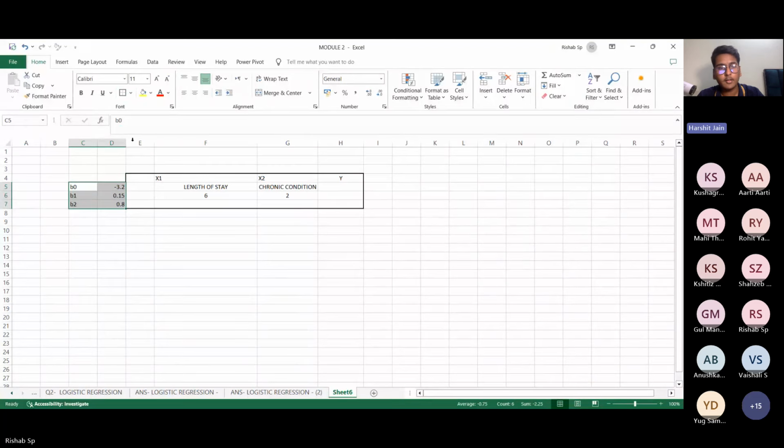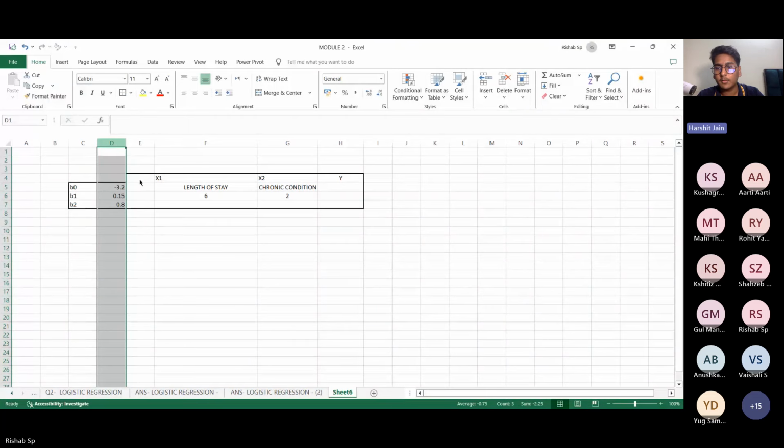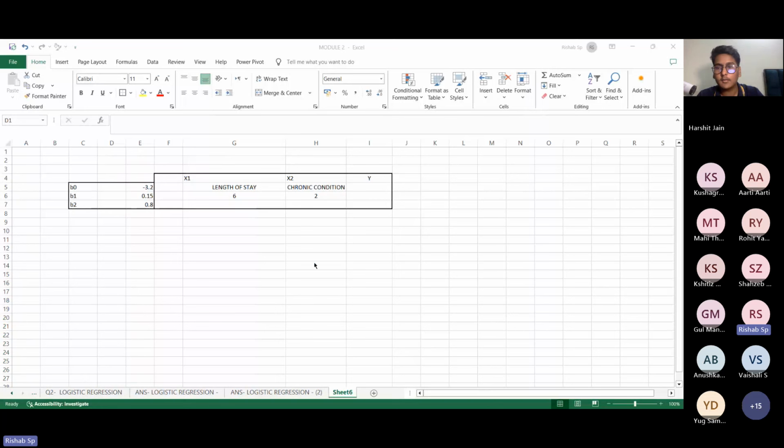What happened, Rohit? My network was lost for a few minutes. Sorry. No, I've started sharing the screen. Okay, my screen is visible, right? Yes, yes, that's right.